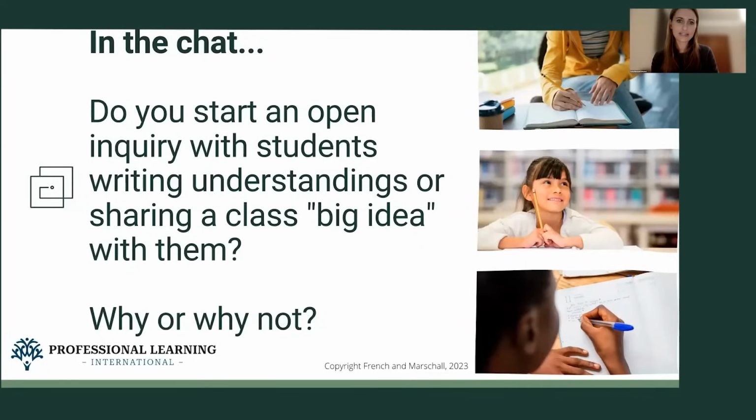So Uni has just said that she doesn't do that. The big idea that they have is the destination. They can have their own understanding after exploring topics. Some others are saying we do write understandings because they're in PYP1, they're very young. Another person is saying, we want it to be inductive, not deductive. So we want them to not yet write the ideas.